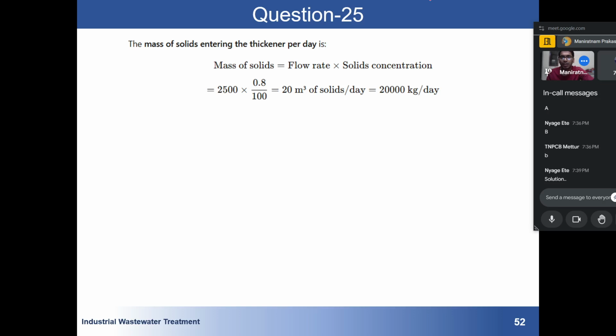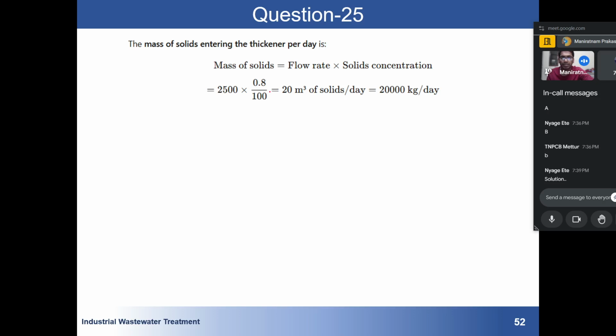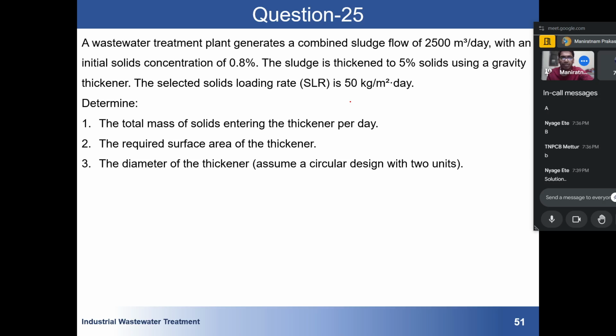The mass of the solids entering the thickener per day is simple: flow rate times solid concentration. Again here we have played with the unit. This unit is meter cube per day. So 0.8% is coming, so you can see that this much kg per day of solid. I think there is one mistake.